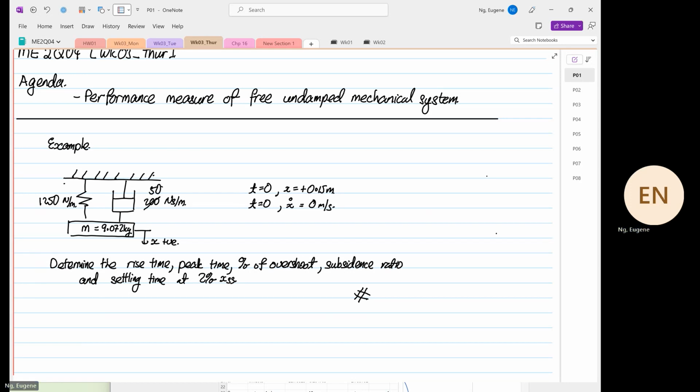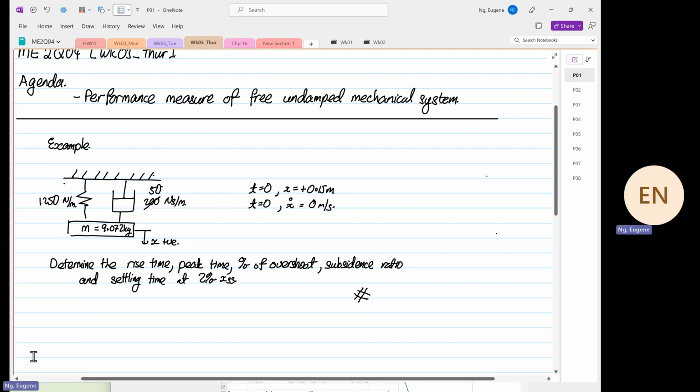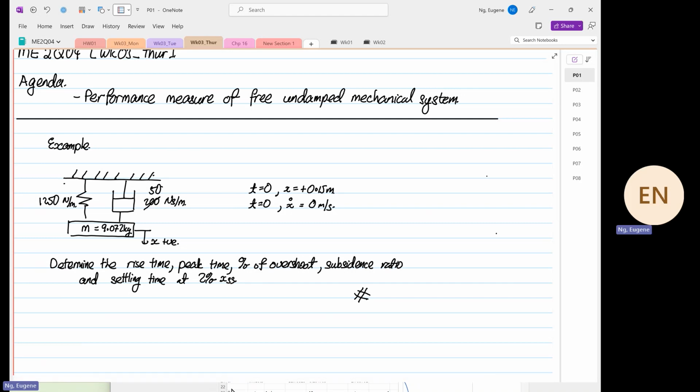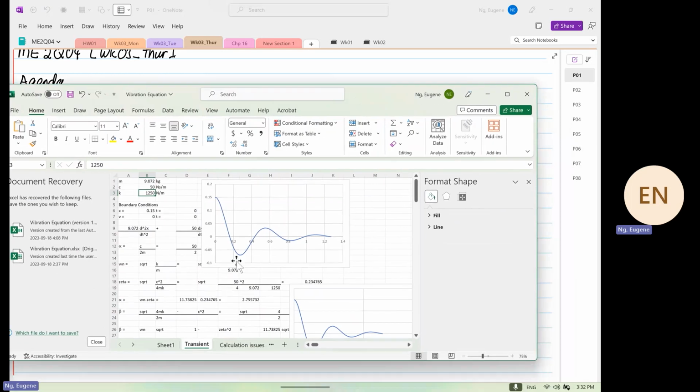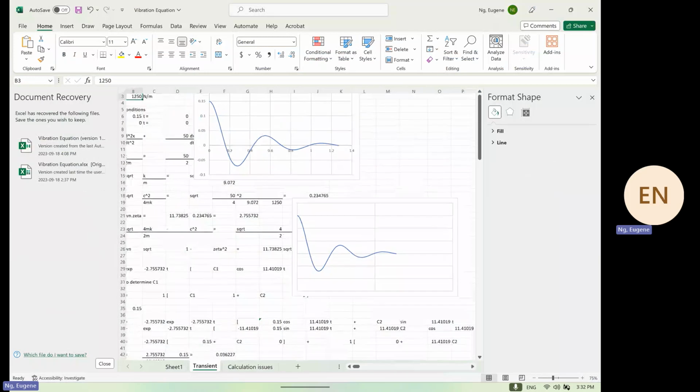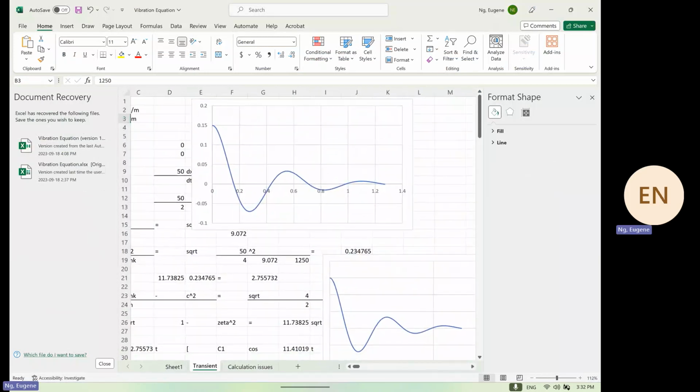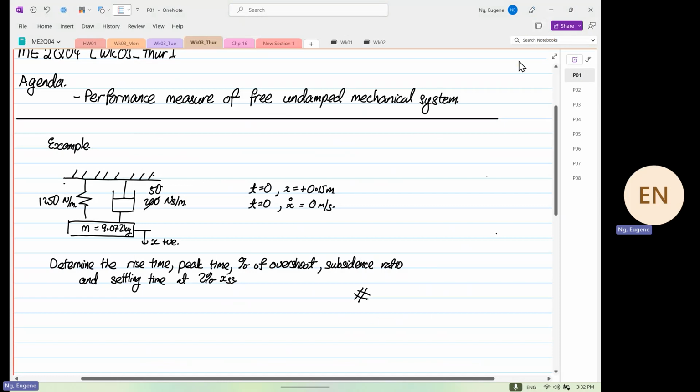Okay. So we are going to reduce the damping. The waveform that you should get, you should see something like this. That is the waveform. Again, once I finish modifying this Excel spreadsheet, I'll pass to you. Right. So this is the waveform that we get.